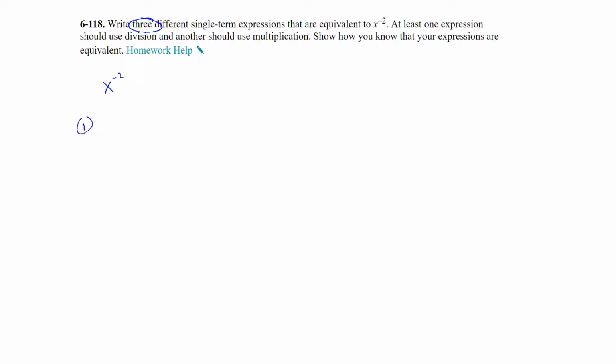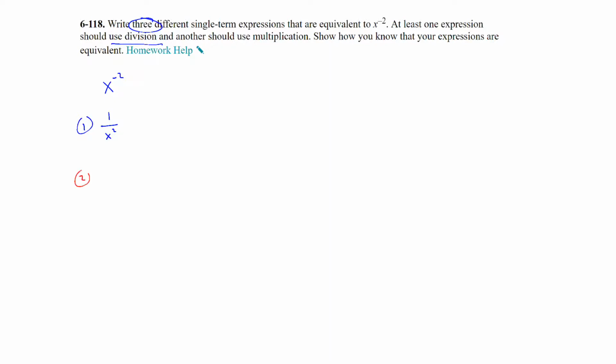So what's another way that you could rewrite that? Well, one of the ways is we could actually simplify x to the negative 2, and we do that by using division or moving the x to the negative 2 to the denominator to make it a positive 2. So it says we should use division, so we did use division there.